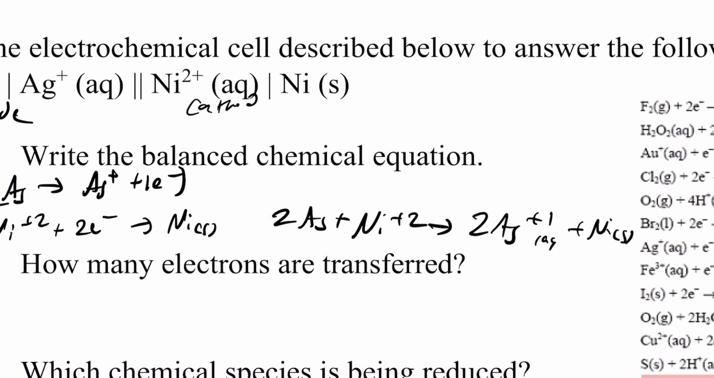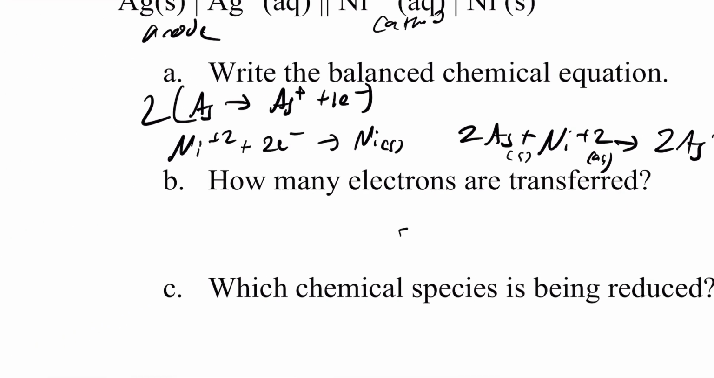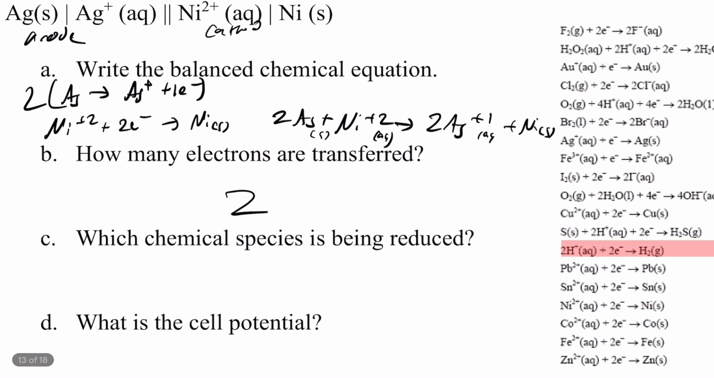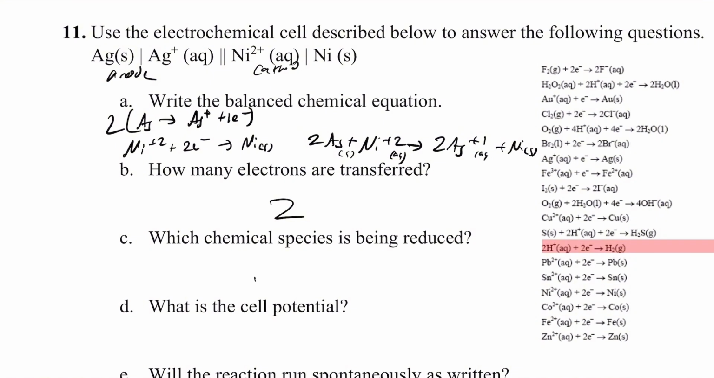Alright, I hope you guys can see that. Just make sure you got the oxidation states. Okay, what is the amount of electrons? 2. Perfect. Alright, which chemical species is being reduced? That is nickel 2 plus. Yep, that's the right answer. Nickel 2 plus. Do not say nickel. Nickel's not being reduced. Nickel's the resulting thing after being reduced.